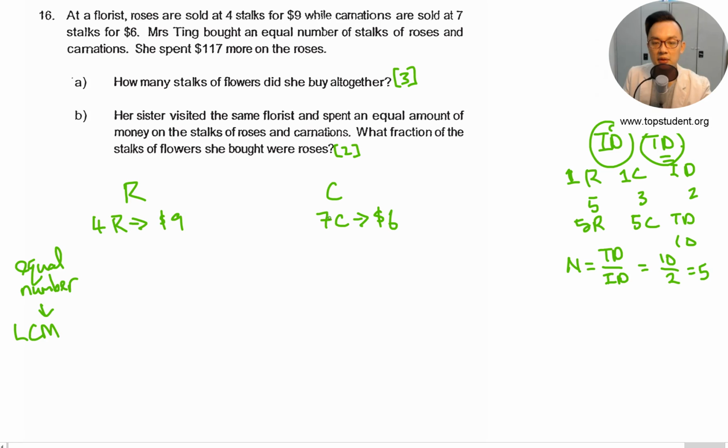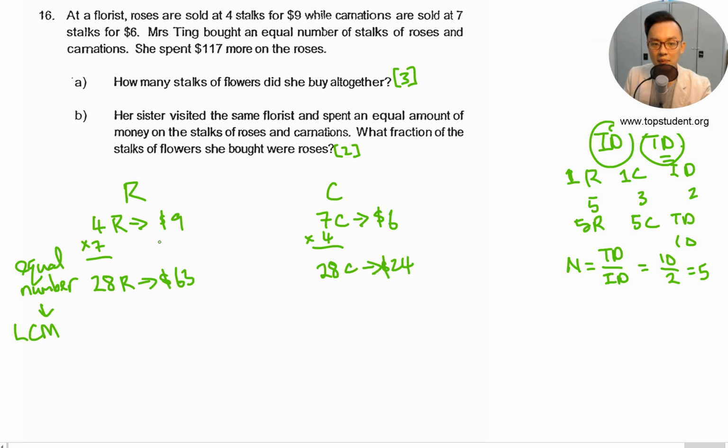So what's the lowest common multiple between 4 and 7? It's actually 28. All right, so 28 carnations and 28 roses. I need to times 7 to get 28, and I need to times 4 to get 28. So then, therefore, I have an equal number of carnations and roses. So 28 roses is actually 7 times 9, which is $63.